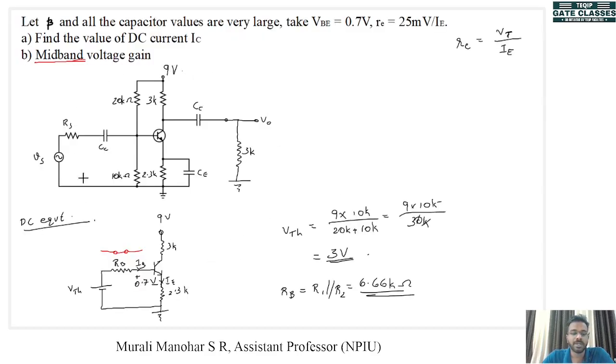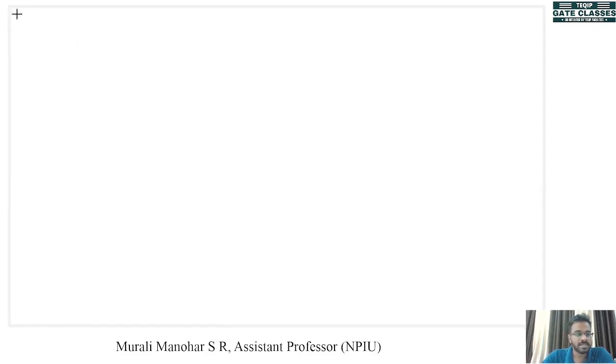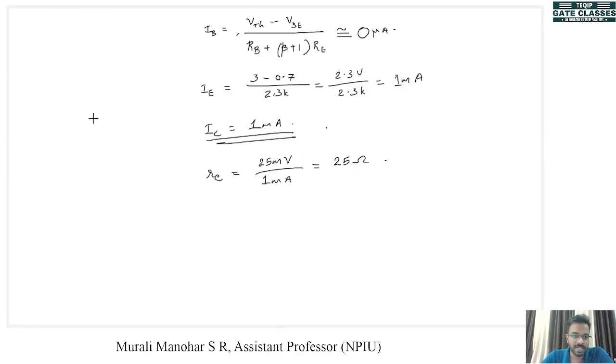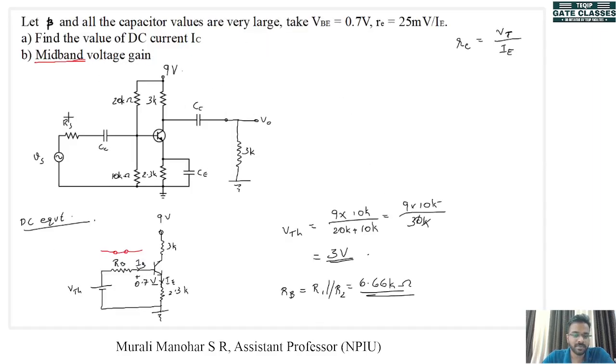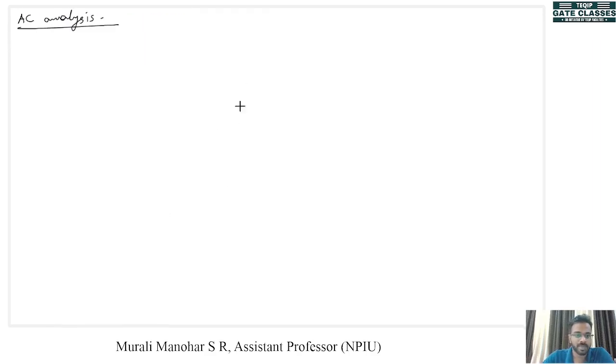Now we can draw the equivalent circuit of this for mid-band voltage gain. That is, we are going to do the AC analysis. So for DC current we did DC analysis in the previous slides. For AC analysis, first we have to remove the DC sources. Capacitors are assumed to be short circuits, and then we will draw the circuit. So the circuit will look like this.